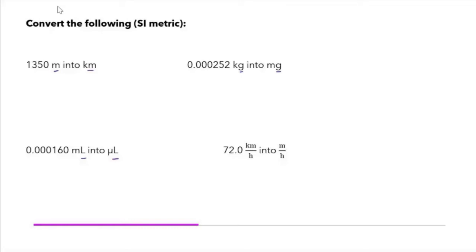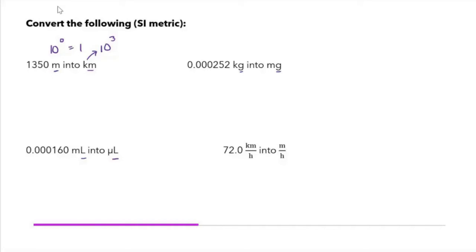In the first question, we're asked to convert 1,350 meters into the units of kilometers. So we're going from the base unit. If there's no prefix, the base unit is 10 to the power of 0, which is 1, right? 10 to the power of 0 is 1. So we're going from 10 to the power of 0 to kilo, and kilo is 10 to the power of 3. So we're moving from a unit of 1 to a unit of 1,000.